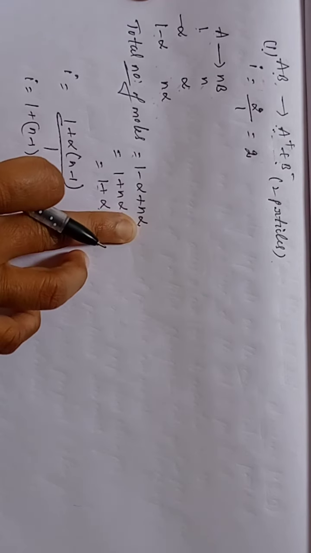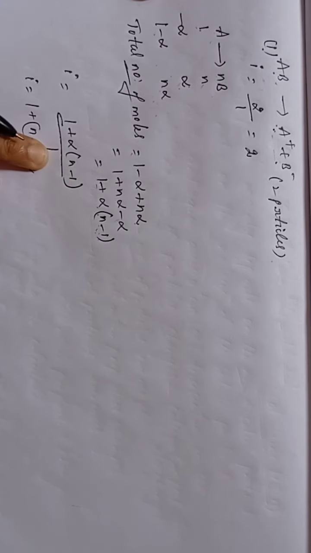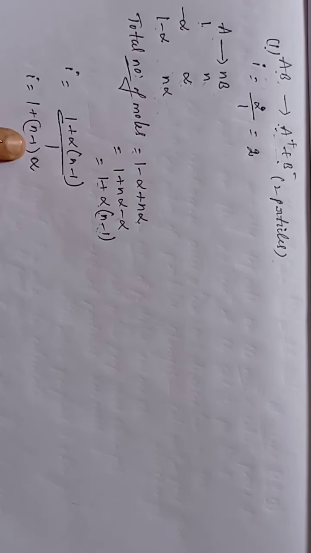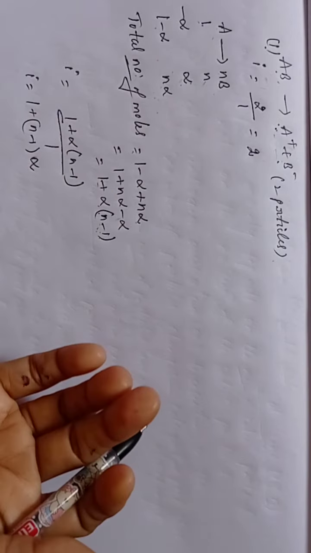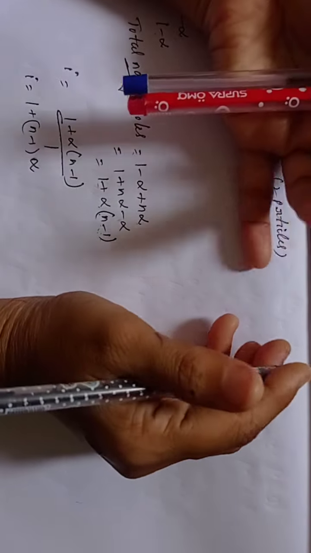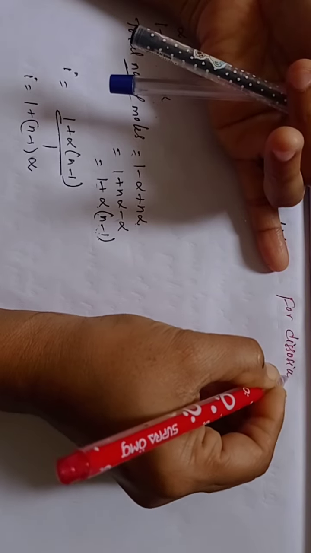Clear this one? So the I value we can calculate as total number of moles divided by number of moles of the reactant, the number of moles of the particle before the dissociation. Also we can take total number of moles divided by the number of moles of the component before the dissociation. So 1. So I is equal to 1 plus N minus 1 into alpha. Now how to calculate the Van't Hoff factor in the case of dissociation? Okay, now I'm going to discuss the calculation for dissociation.